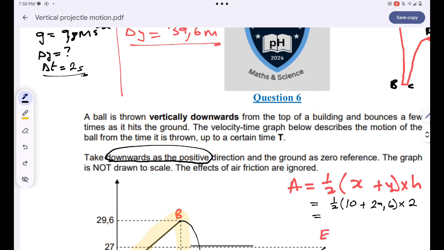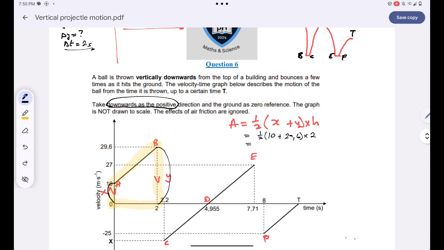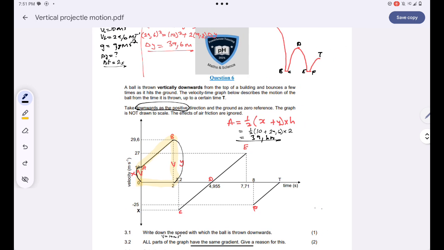That's 2 seconds. So here I could have used any equation to find out delta y. Any equation besides the first one. What do I get? Let me check. 1 over 2 multiplied by 10 plus 29.6 multiplied by 2. We still get 39.6 meters. Are you together? Always, guys, to find displacement, just find the area underneath the graph.